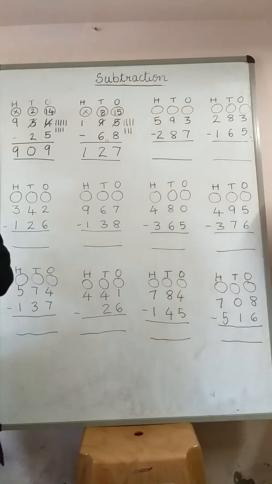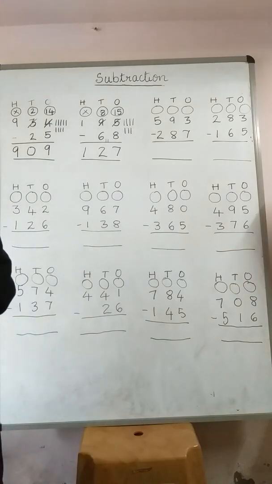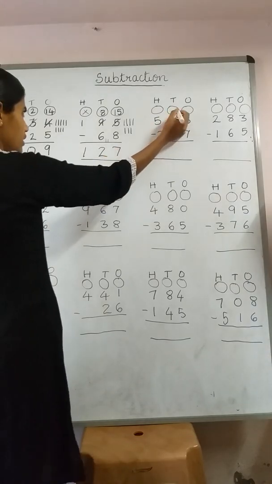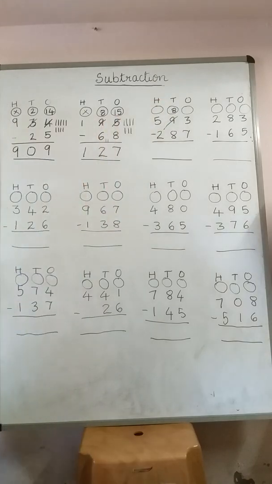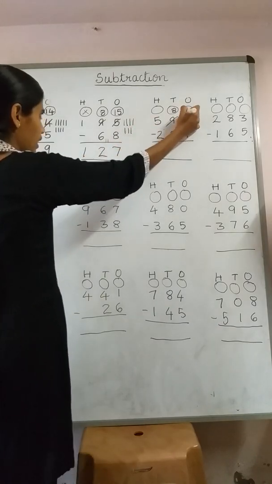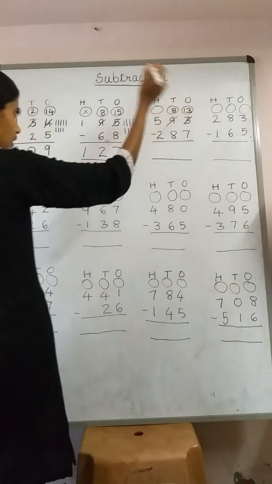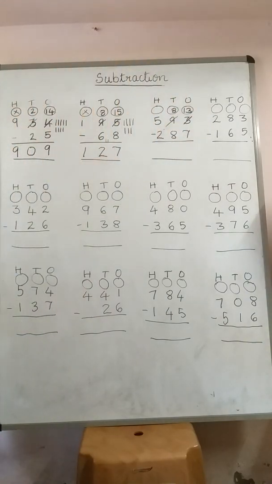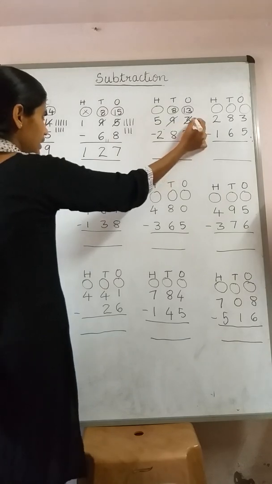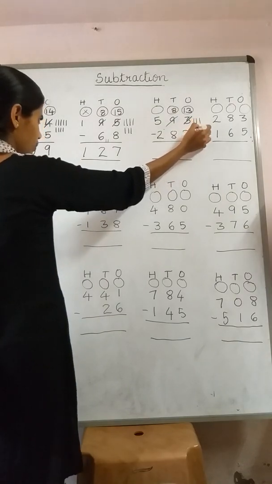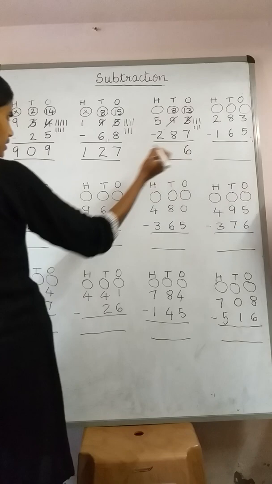3 and 7. So 3, can you take out 7 lines? No, it's not possible, no children. So strike out and write here 8, that is the before number. Then what you need to do? You should borrow 1. Borrow and cut and write here. The number is 13 now. The 7 afterwards, count, children: 8, 9, 10, 11, 12, 13. How many lines? 6.